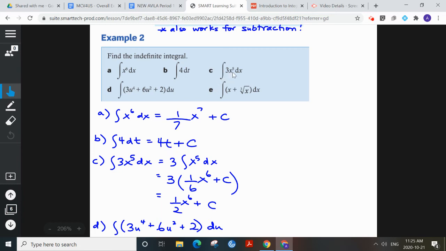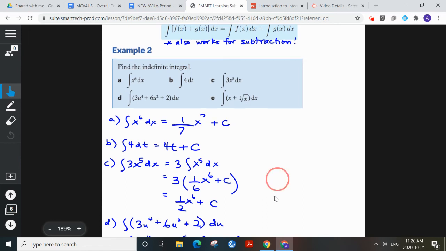If I want to end up with 3x to the 5, I can start by factoring that 3 out of my integral. Then I have x to the 5, and I know the integral of x to the 5 is x to the 6 times 1 over 6 plus c, and I can multiply those constants together. Notice I don't have to multiply the 3 times the c, because c is representing a constant. 3c and c in this case mean the same thing.